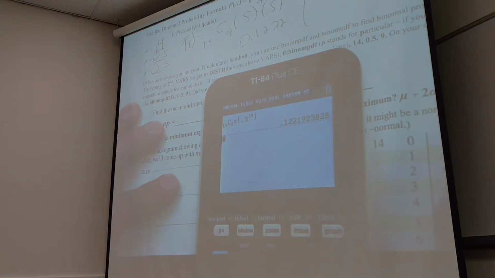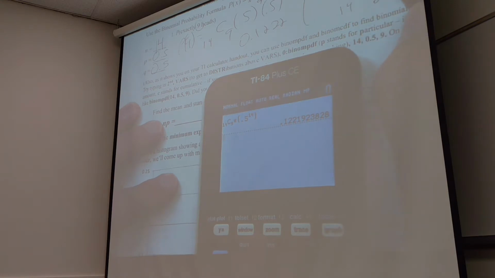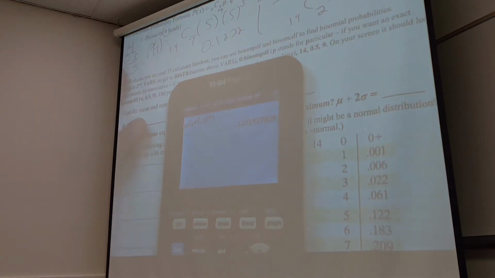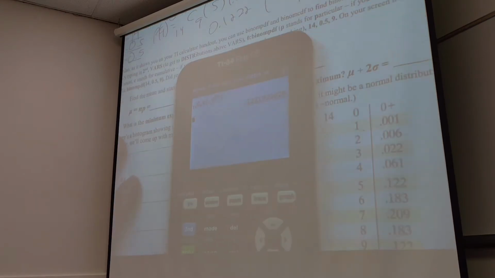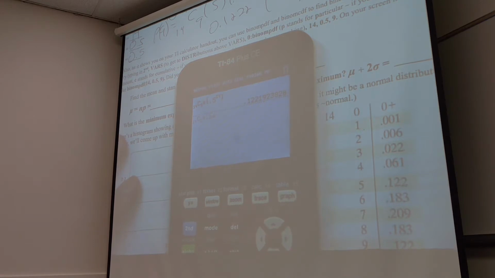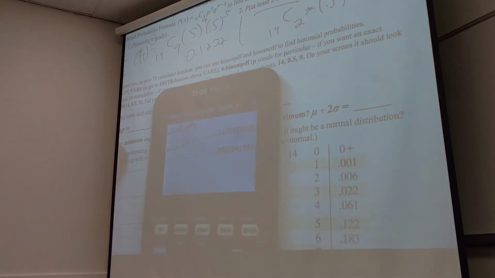So this one would be the same way: 14 choose 2 times 0.5 to the 14. Now officially, it'd be 0.5 to the 2nd power times 0.5 to the 12th power. But that's 0.5 to the 14th power, right? The one time you can combine those is when they're both 0.5. So again, it'd be 14, Math, Probability, choose 2 times 0.5 to the 14. So I get 0.0056 basically.